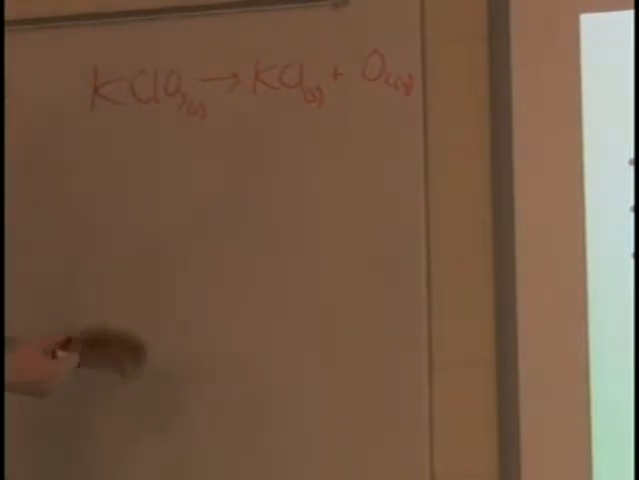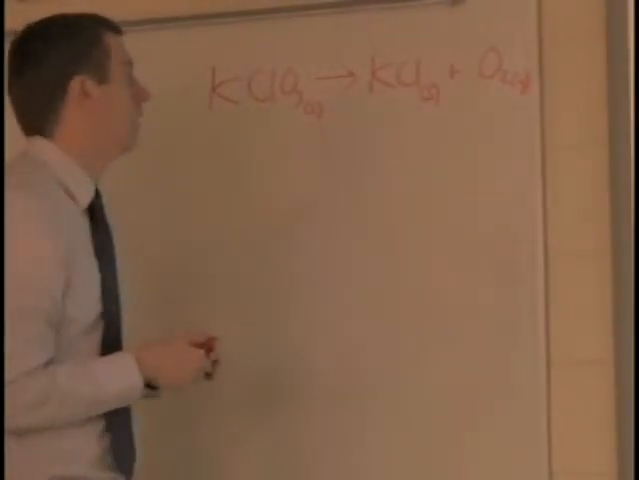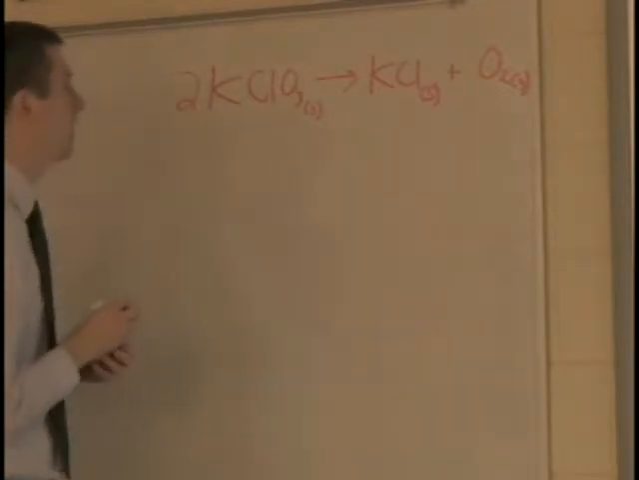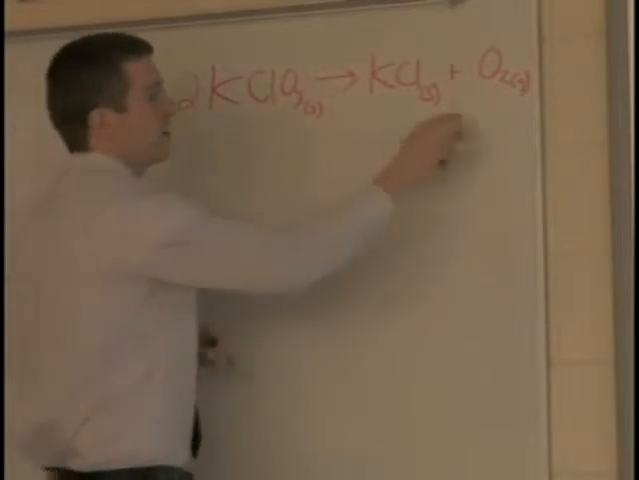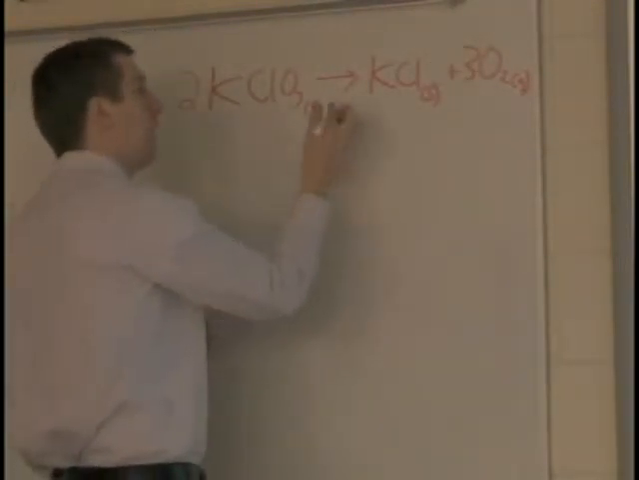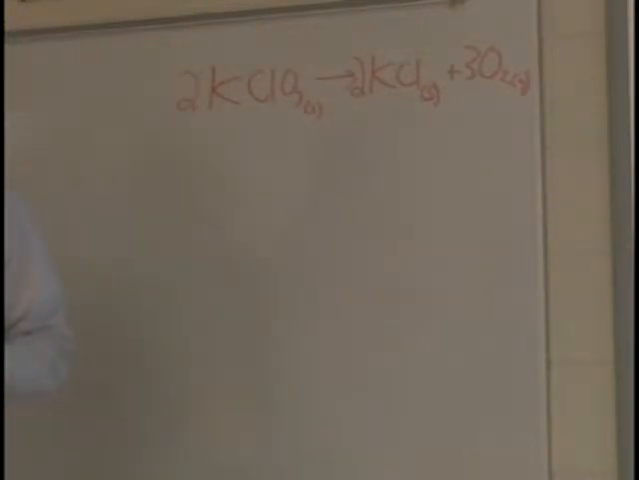Conservation of mass says however many atoms we start with, we have to end with. There's 1 K, there's 1 K. There's 1 Cl, there's 1 Cl. There's 3 oxygens, there's 2 oxygens. To make this work, I put a 2 in front of the KClO3. By doing that, I have 2 times 3 is 6 oxygens. Now I can put a 3 here, and I have 6 oxygens. But I have to go back and rebalance my KCl, so there's 2 KCl.